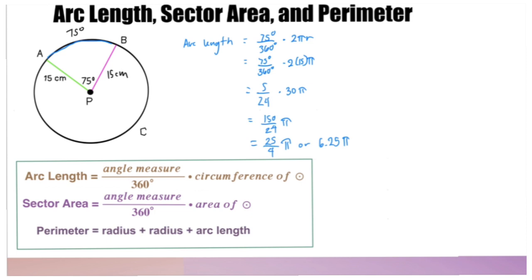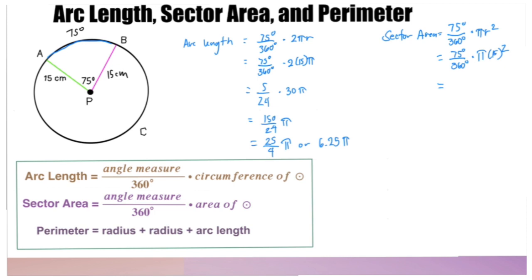Now, if you do the sector area right here, we're going to use the formula stated there. So we're going to have the angle measure, the same, 75 degrees divided by 360 degrees. And now it's the area of the circle, so it's going to be times pi r squared. So we're going to have 75 degrees over 360 degrees times pi, and then our radius is 15 raised to 2.